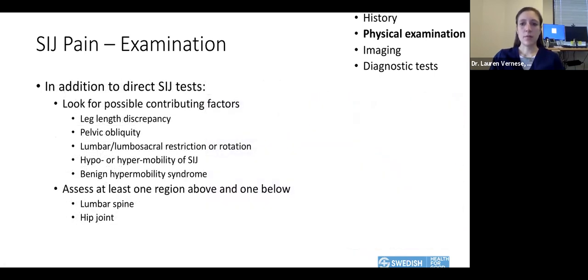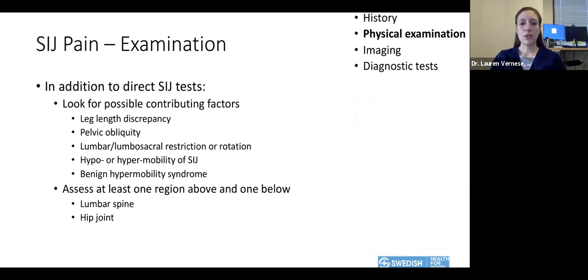So in addition to these provocative tests, I'm also doing an exam looking for possible contributing biomechanical structural abnormalities. So I'm looking for a leg length discrepancy, possible twist in the pelvis, where the pelvic bones can be rotated forward on one another. I'm also looking in the lumbar spine to see if there's restriction of motion or rotation in the lower lumbar segments. Then I'm looking at the SI joints to see if they're hypermobile or hypomobile.